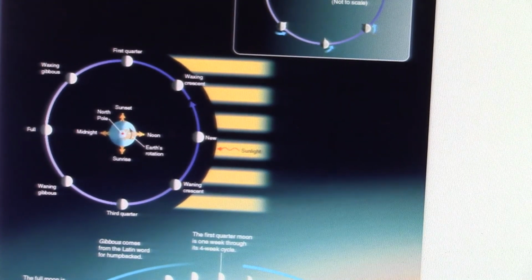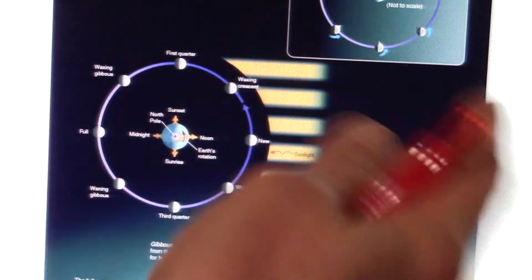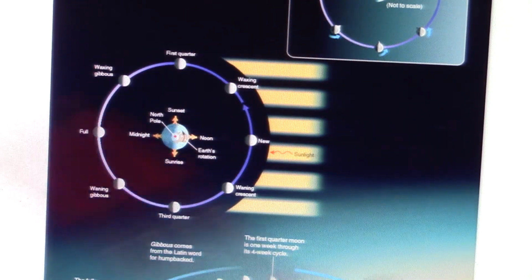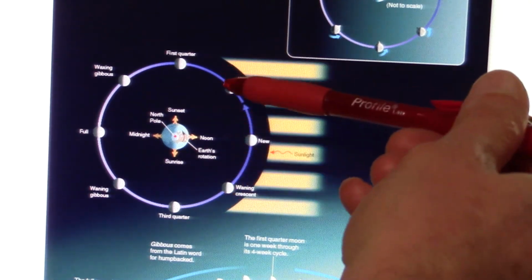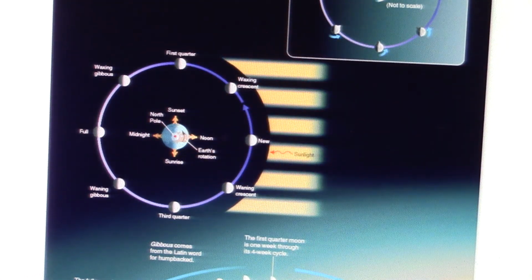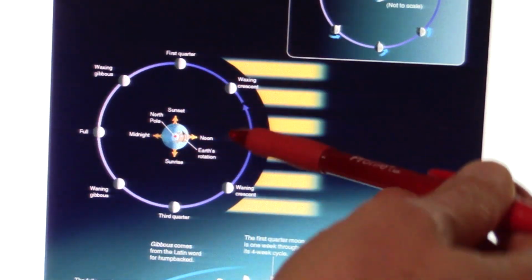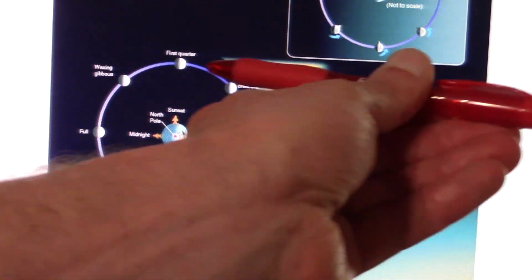What this shows is that sunlight is coming this way. So the sun is out here someplace, and the sunlight is shining in. So notice that half of the moon is always lit up. Half the moon is always lit up, right? That's the lit side of the moon. The other half is the dark side. So half of the moon is lit, half the moon is dark.